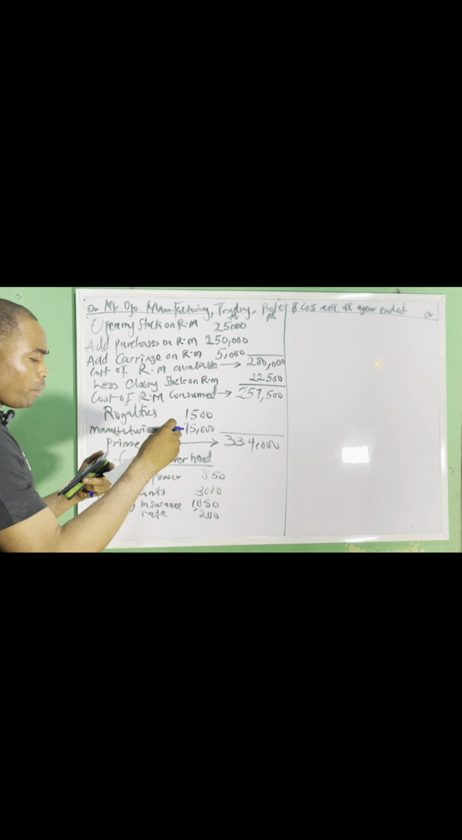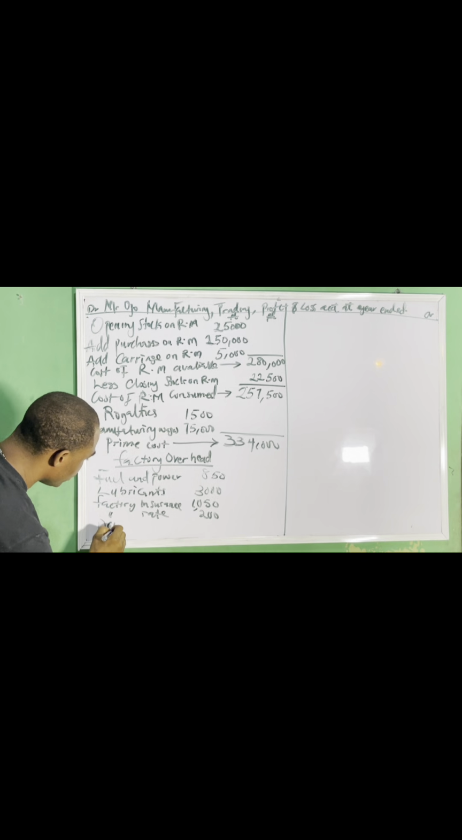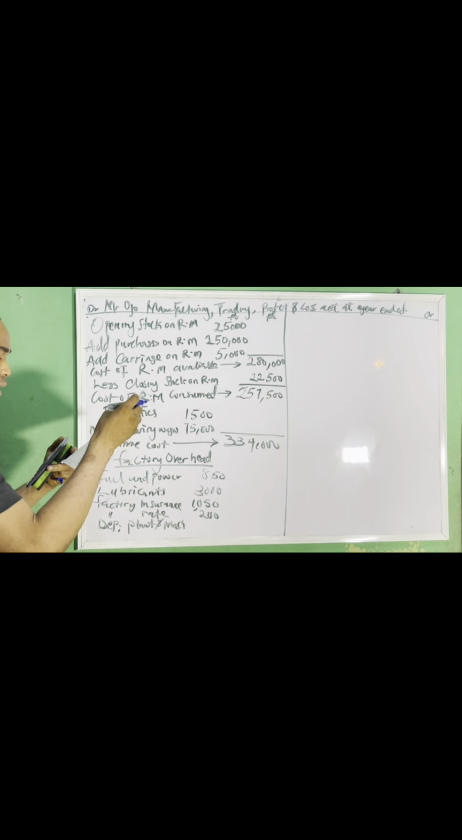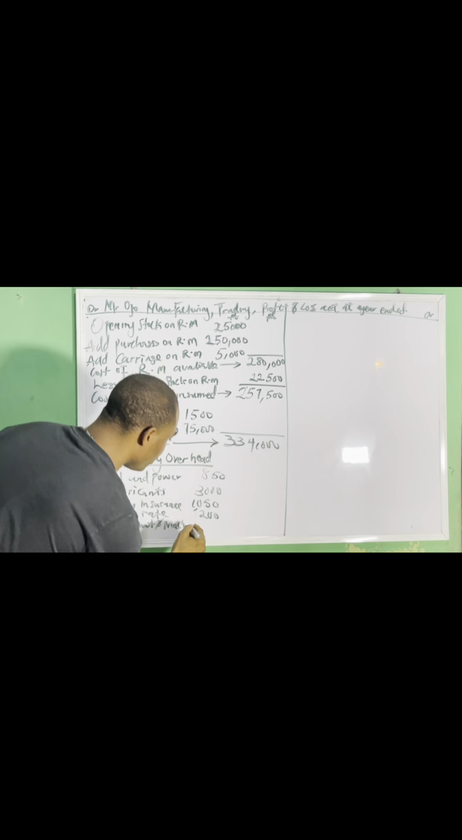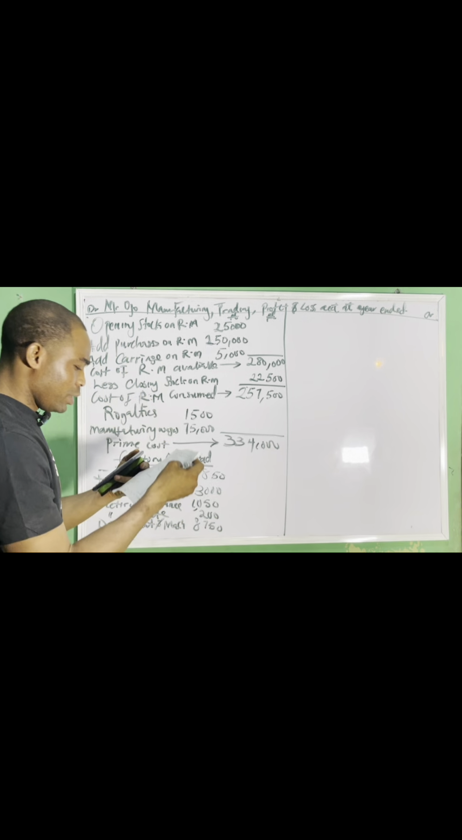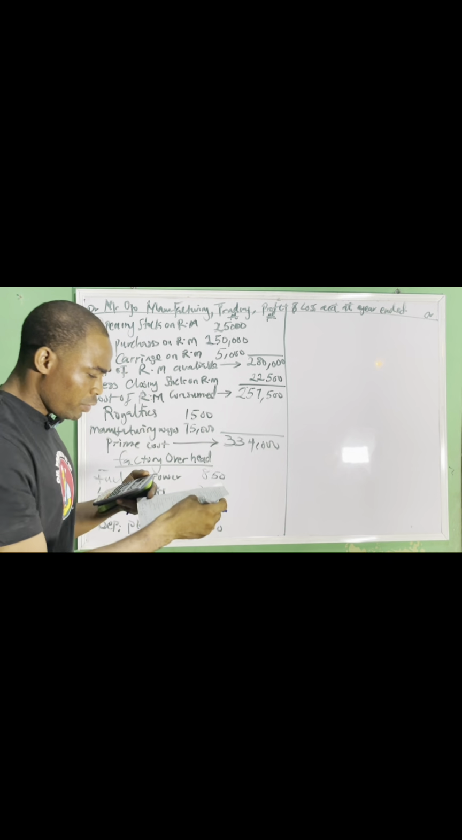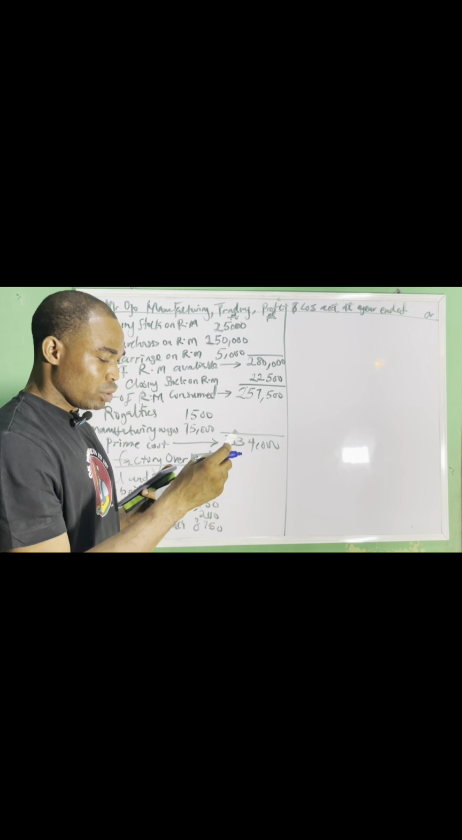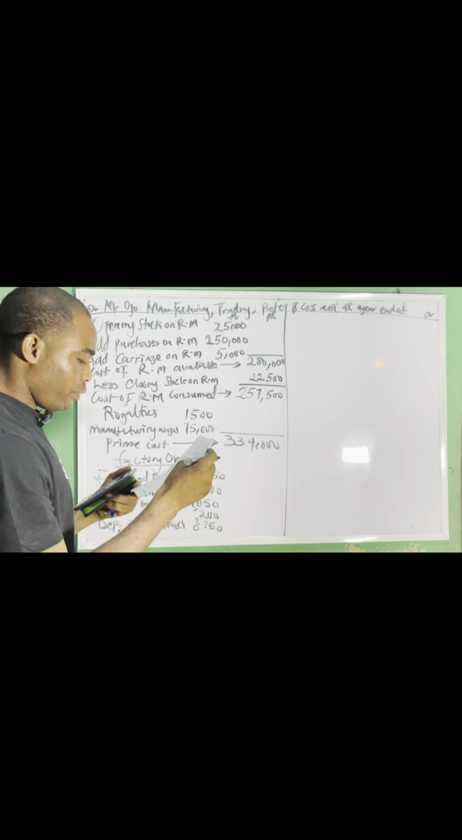We have depreciation on plant and machineries. Depreciation of plants and machineries is 8,750. So let me look at the question very well, to see if I can find any other important information under factory overhead, which is known as indirect cost in manufacturing account. So I think that's all we have in this question.